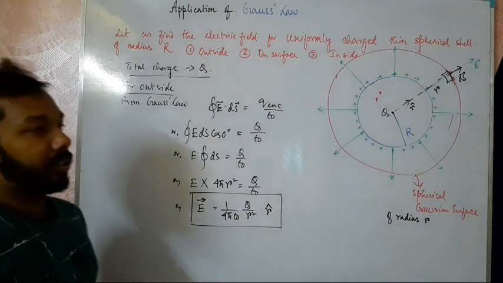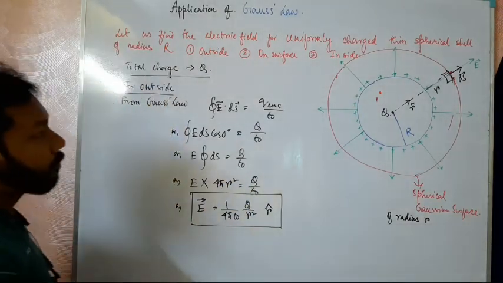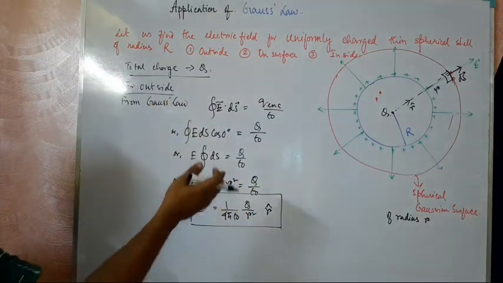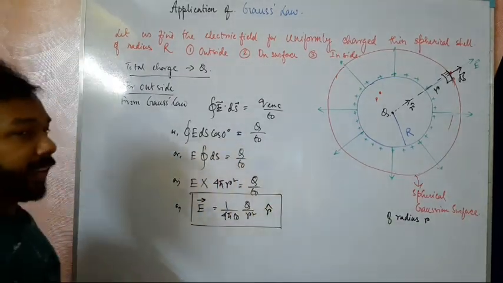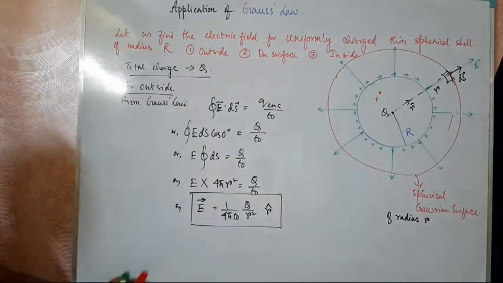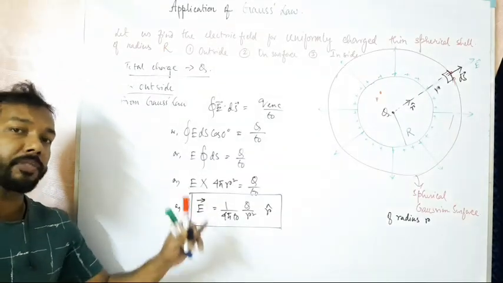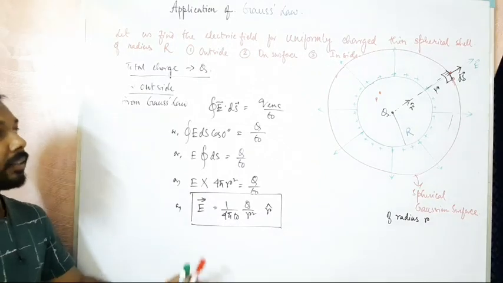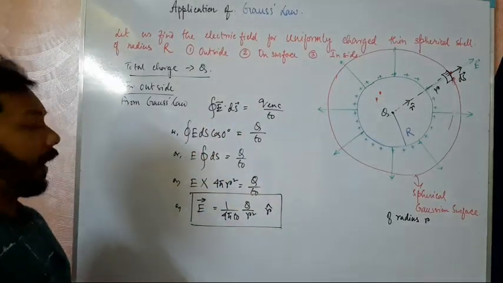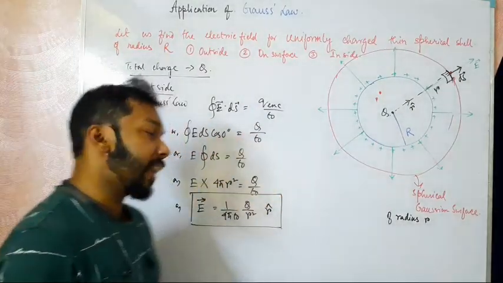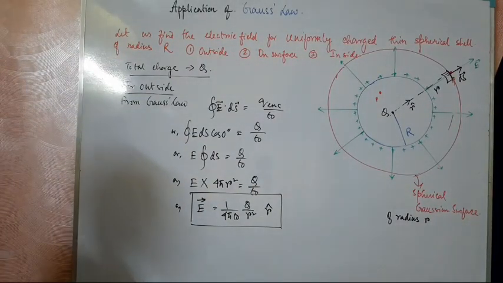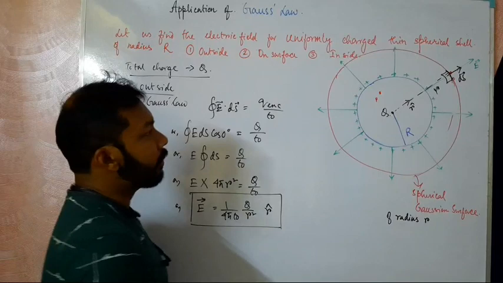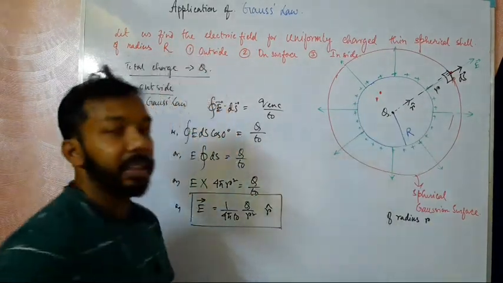So, as I was saying previously, the electric field of a spherical shell outside of it is exactly equal to the electric field of a point charge placed at the center of the shell, and both electric fields at that point will be the same, both in magnitude and direction. So instead of a spherical shell, we can assume that the total charge is concentrated at its center.